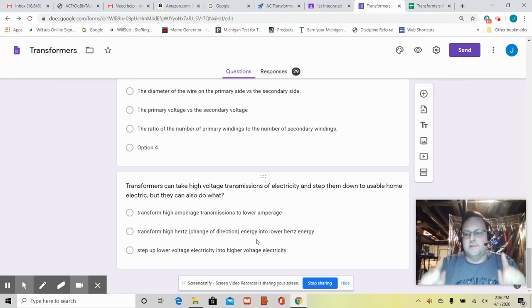It all depends on the number of windings that you use to create your magnetic field and how many windings that magnetic field acts upon. So the ratio of those two windings determines: are you stepping up? Are you stepping down? What exactly are you doing? Okay.